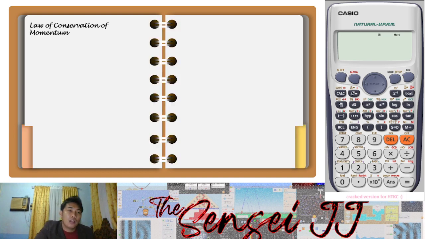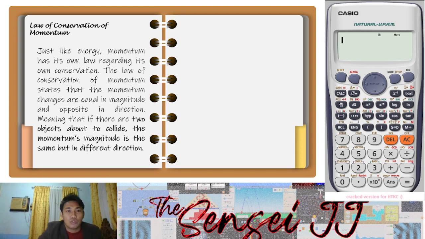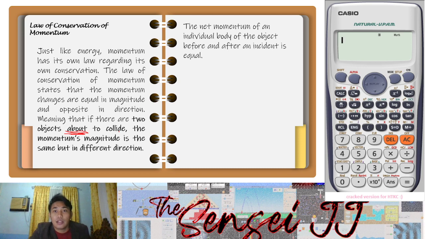Okay, so now we will proceed to the law of conservation of momentum. Just like energy, we have momentum and we have a law for it. Two objects about to collide have momentum of the same magnitude but different in direction. As you can see, the net momentum of an individual body of the object before and after an incident is equal. So the net momentum.